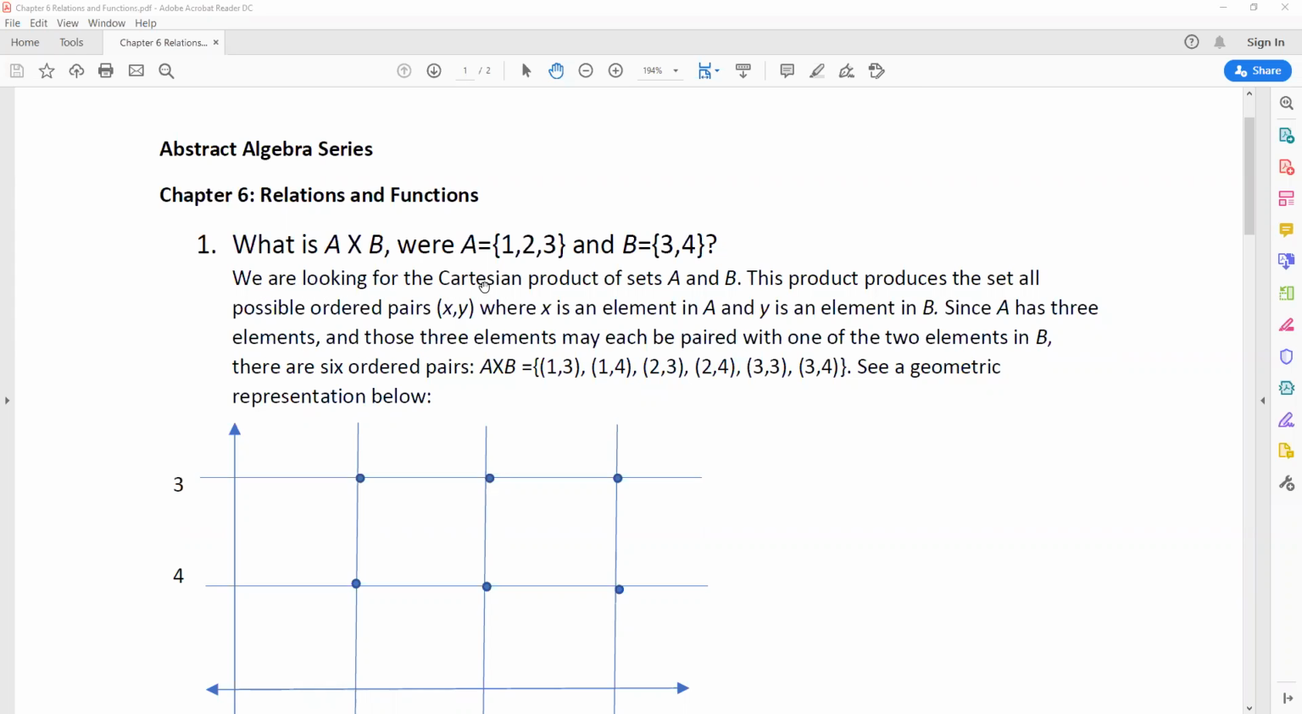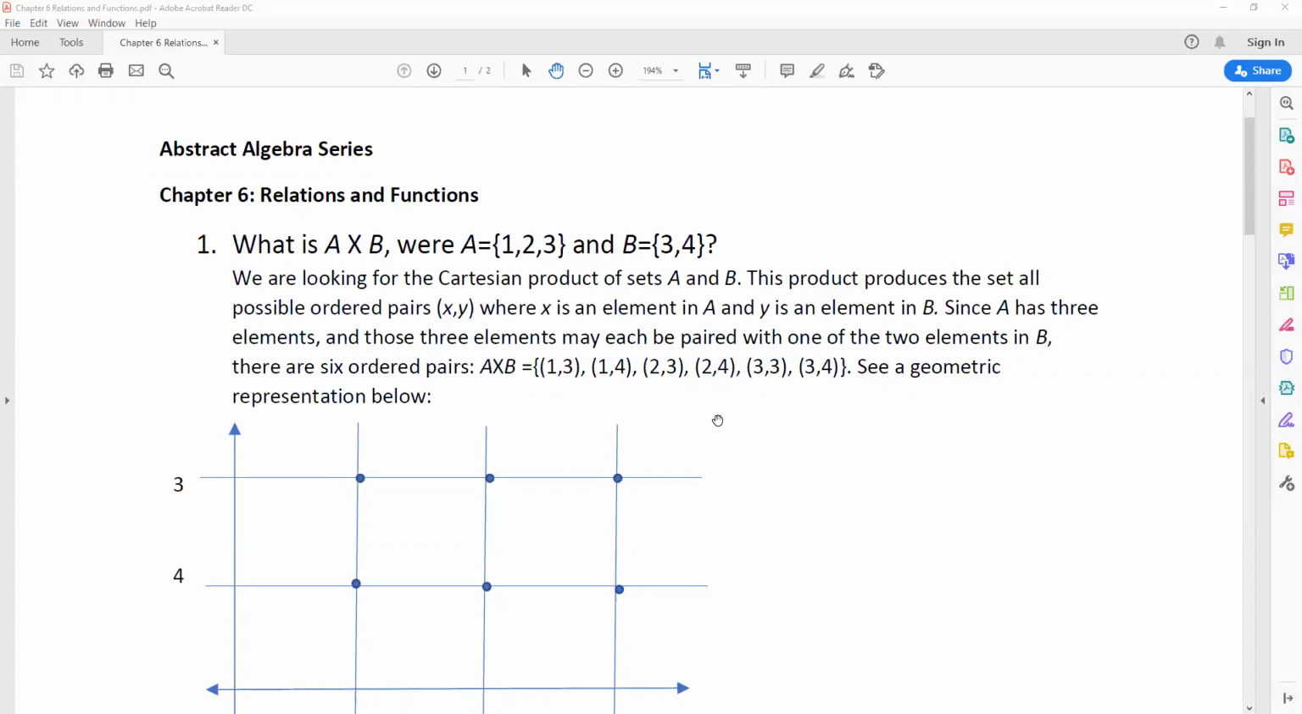So again, we're looking at the Cartesian product of sets A and B, and this product produces the set of all possible ordered pairs (x, y), where x is an element in A and y is an element in B. Since A has 3 elements, and those 3 elements may each be paired with one of the 2 elements in B, there are 6 ordered pairs in the Cartesian product.